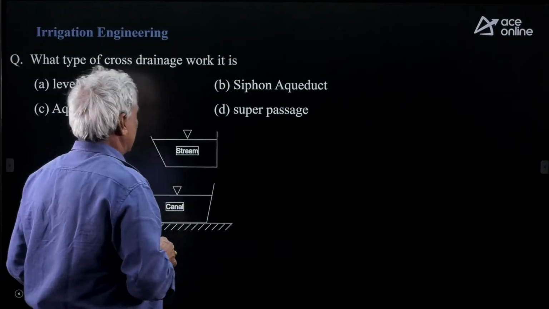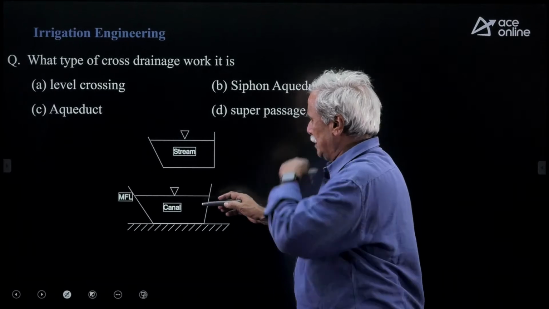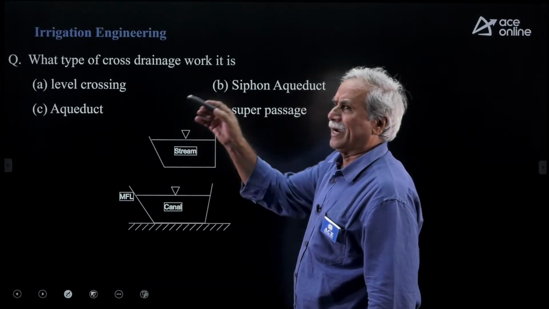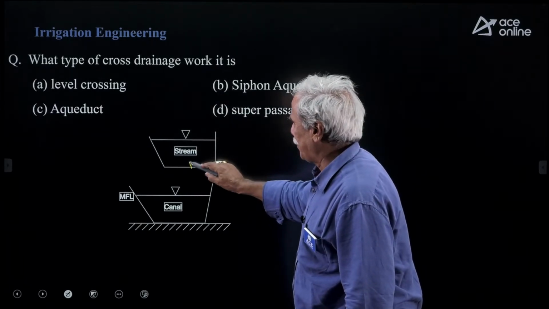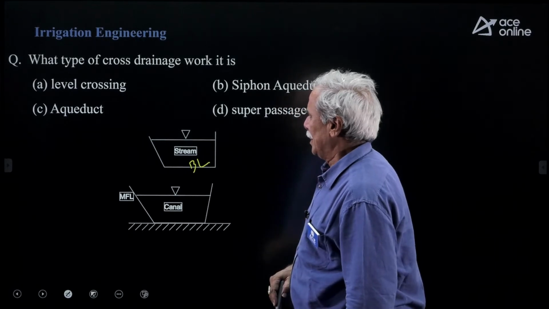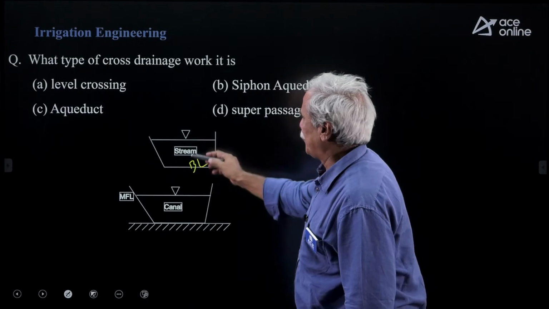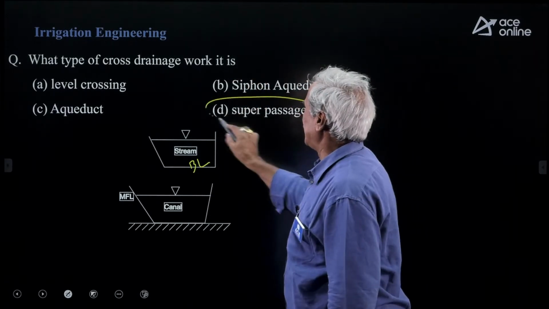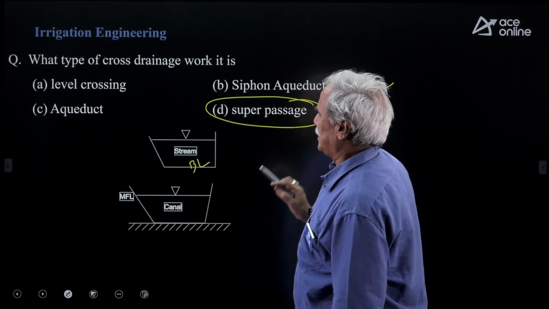The third question is in irrigation engineering. As you can see, the canal is running at lower elevation, and the drain or stream is going at higher elevation. The maximum flood level of the canal is not touching the bed level of the stream. So this is definitely type 2 cross drainage work without siphonic action. Type 2 cross drainage work without siphonic action is nothing but superpassage. The correct answer for that is superpassage.